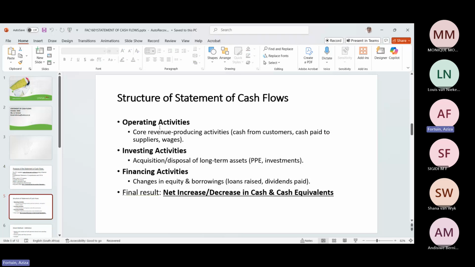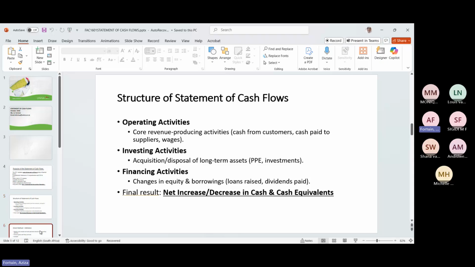The structure of a cash flow: you have operating activities, investing activities, and financing activities. This is your framework. Operating activities are your core revenue producing activities, so it's all cash from customers and cash paid to suppliers and wages. That's where your T accounts come in, Shana. Then you have your investing activities, which is acquisition and disposal of long-term assets. Financing activities are changes in equity and borrowings. Your net result will show the net increase in cash or cash equivalents.